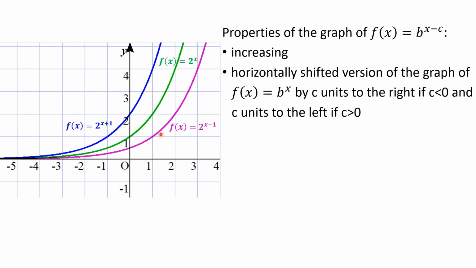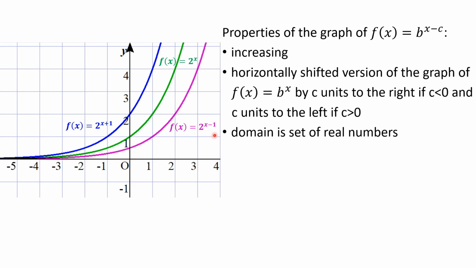For the purple curve, for 2 to the x minus 1 equals f of x, since the value of c is less than 0, then its graph, from the green curve, will be shifted to the right. By how many units? Since c is 1, then by 1 unit.